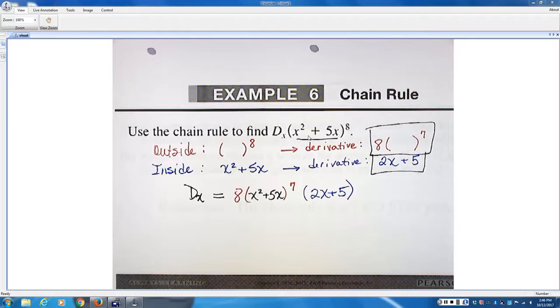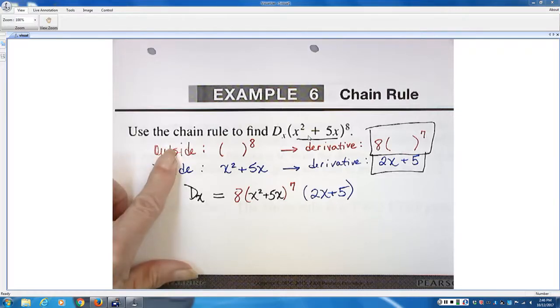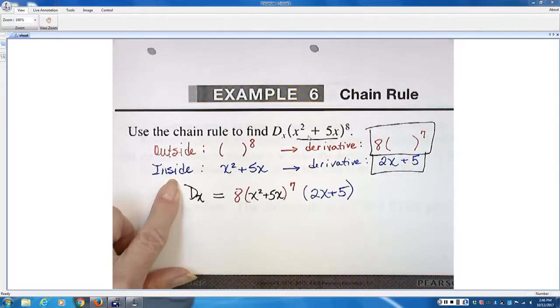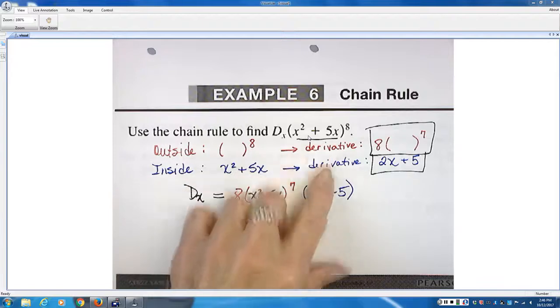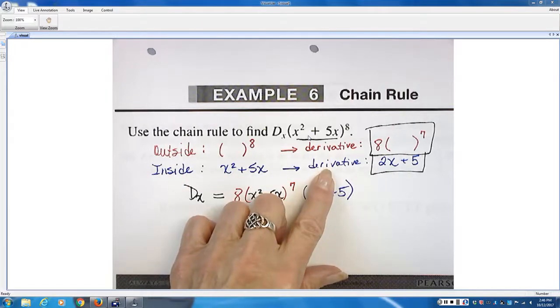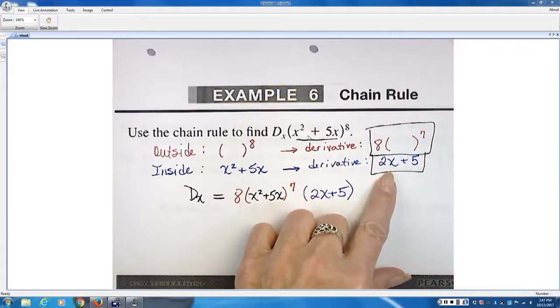So here's your process. Find the outside, find the inside. Find the derivative of both of them. Okay? And then multiply the two of them together. That's really what you're doing.